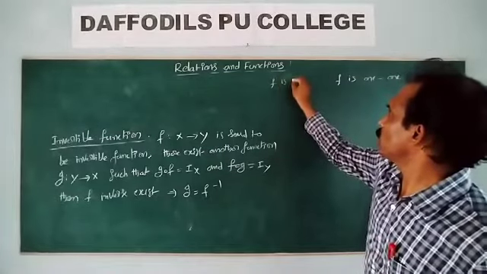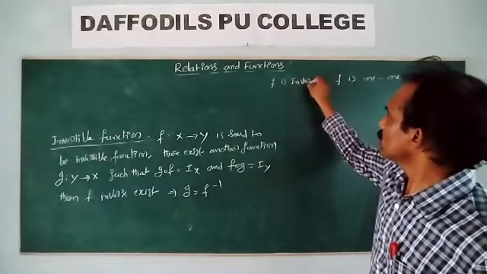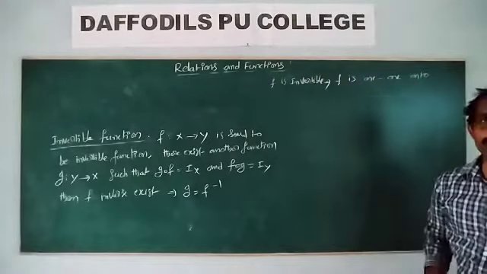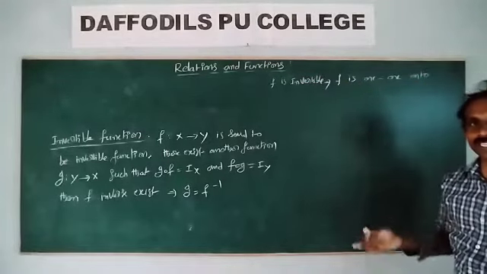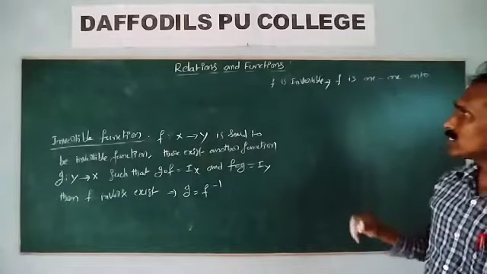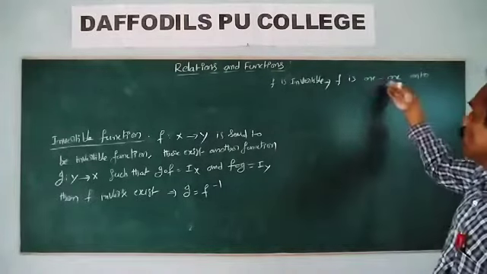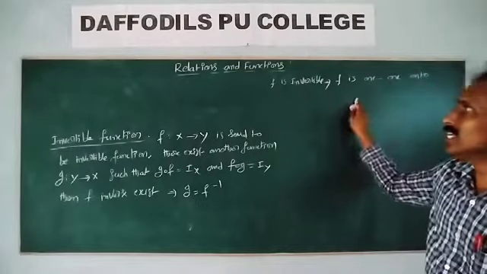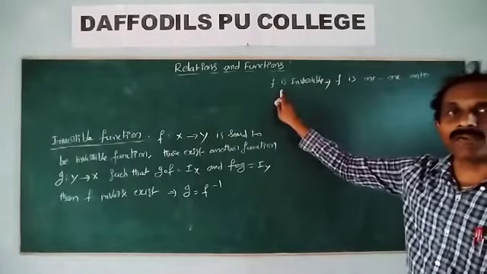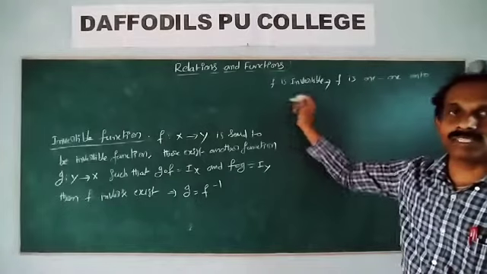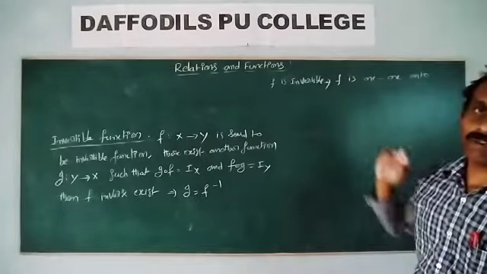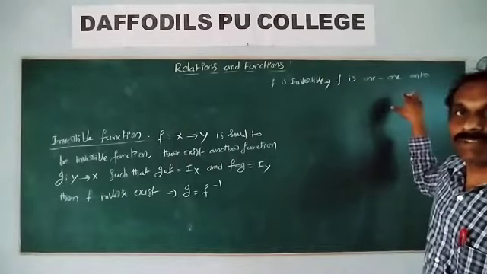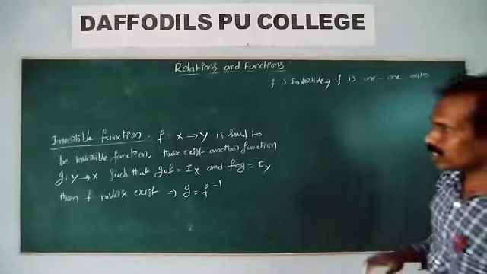So from this, what will we have? F is invertible implies F is one-one and onto. One-one and onto means bijection. Conversely, when F is one-one and onto, that means F is a bijection, then only F inverse is possible. Otherwise, F inverse is not possible. So first of all, F is one-one and onto, then F is invertible. Okay, understand, students?